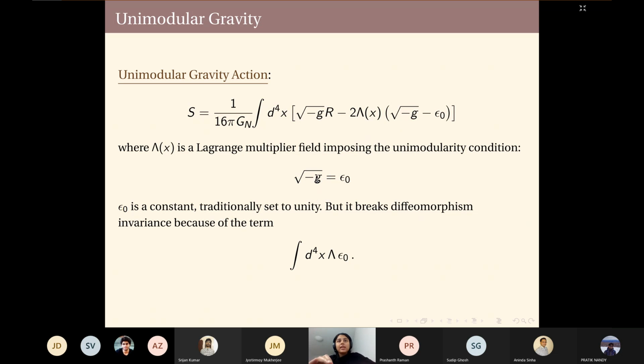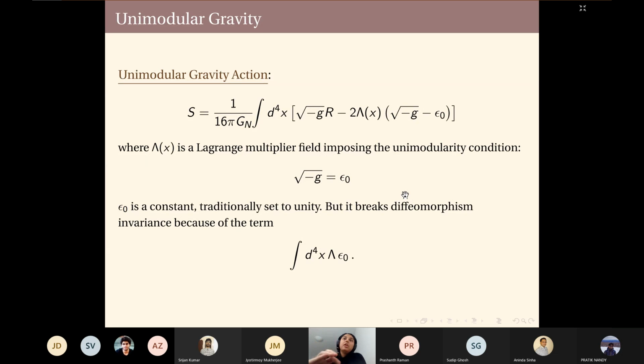So it's like a constraint on the determinant of the metric. And this constant epsilon naught is usually set to unity, and that's why this action is called a unimodular action. Now this unimodular gravity is like a gauge-fixed version of Einstein gravity, and both of the actions are supposed to have exactly the same solutions. The main difference is that in Einstein gravity, the cosmological constant appears as a constant to begin with, but over here, you take the vacuum expectation value of the Lagrange multiplier, and then you get the cosmological constant.